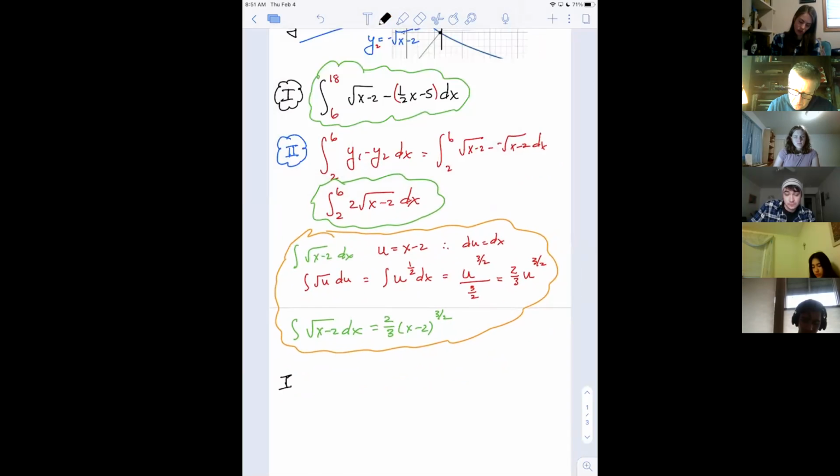So back to 1. I'm starting out with the integral of, there it is right there. Cool. Well, I know what that is now. I just worked it out. So that's 2/3 x minus 2 to the 3/2 power. And the integral of negative 1/2 x is negative x squared.